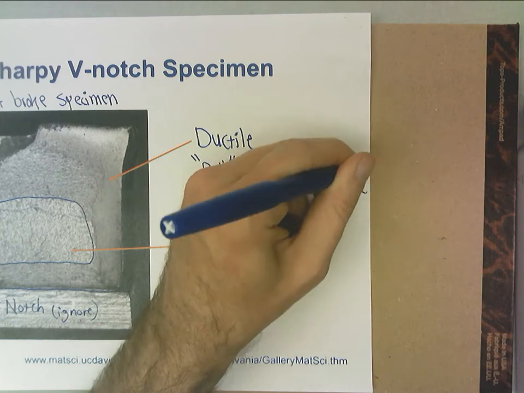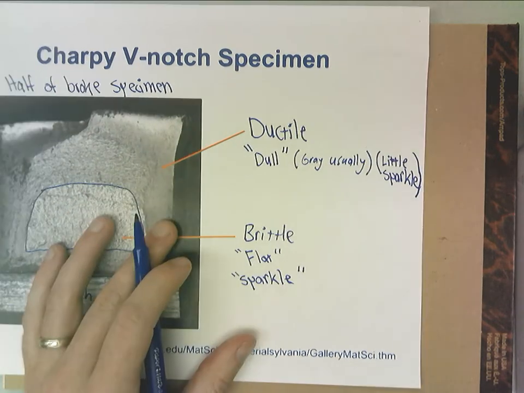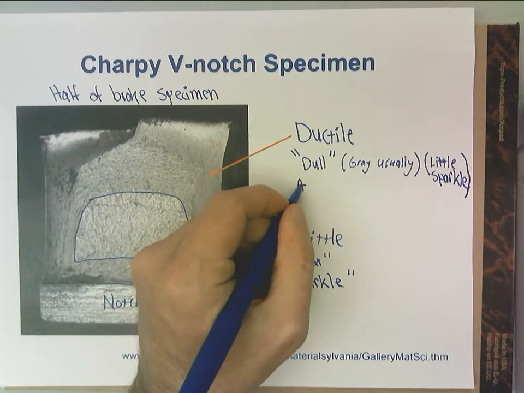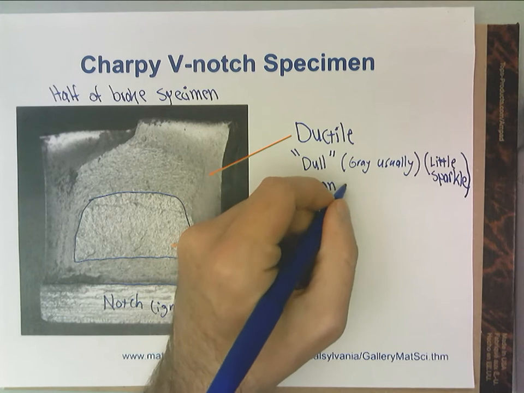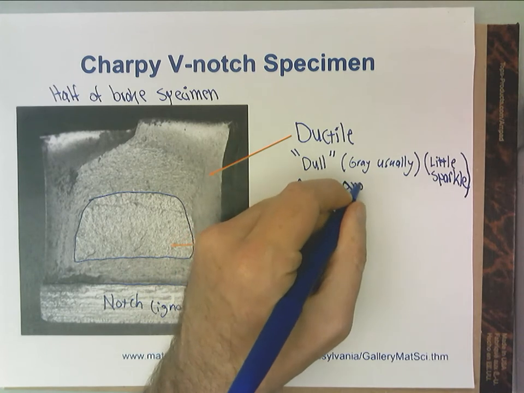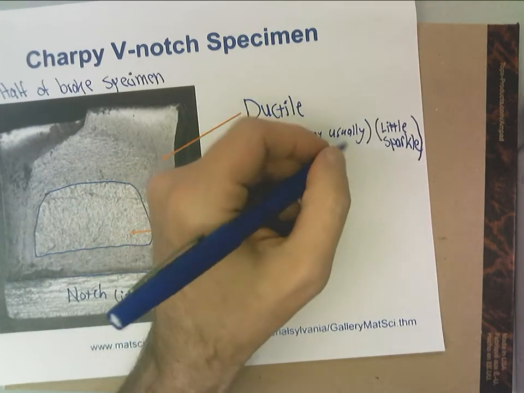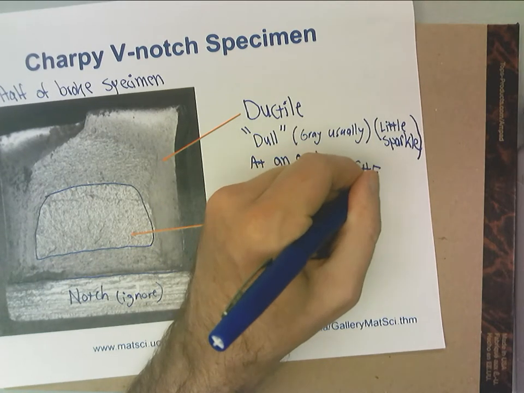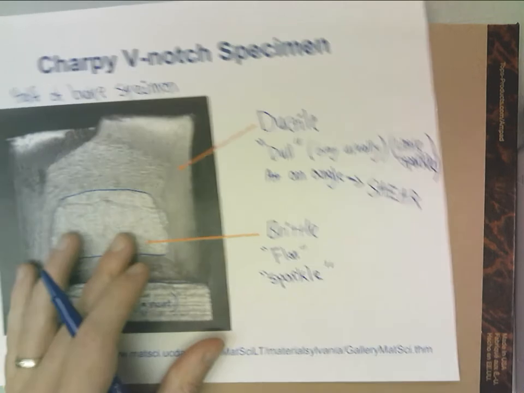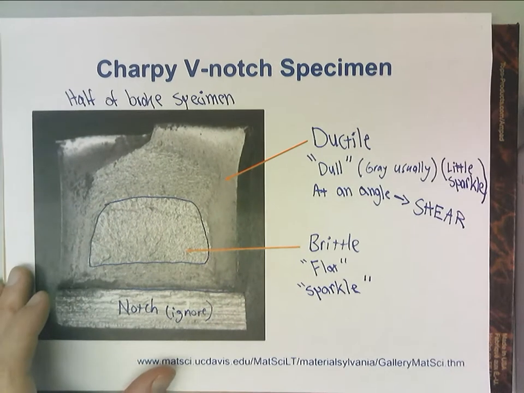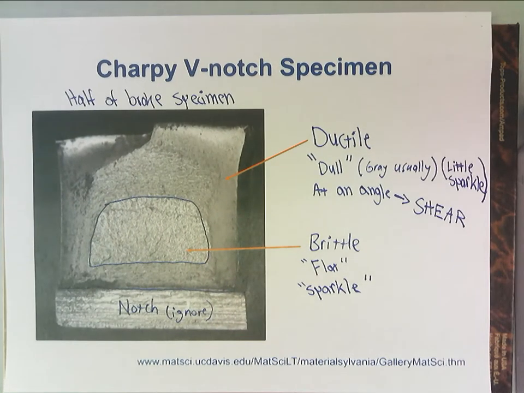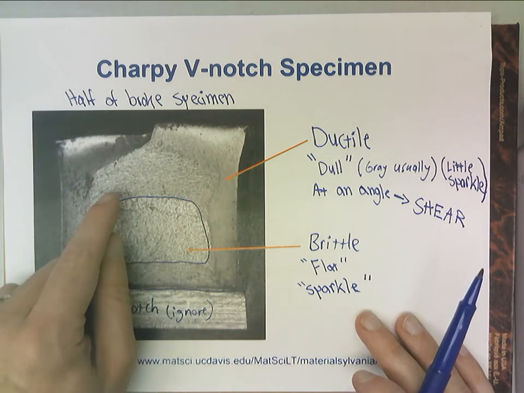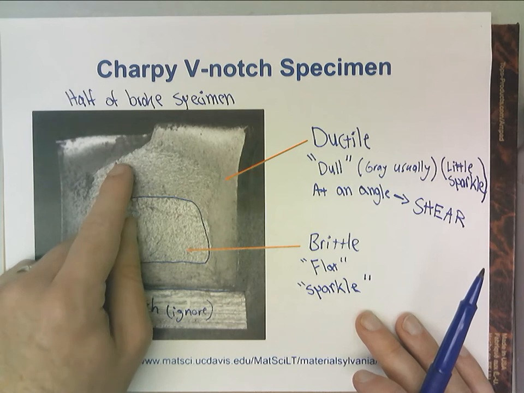So that's what I'm talking about when I say it's dull, and it's usually at an angle, and that's because there is shear. So shear failure tends to happen at an angle. Okay, so impact failures, we can find both ductile and brittle behavior on the same specimen.